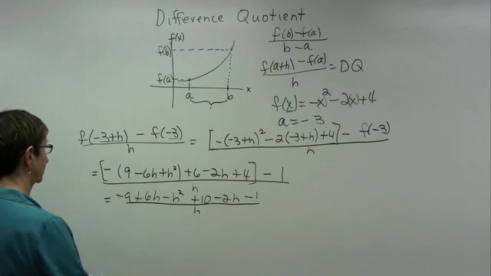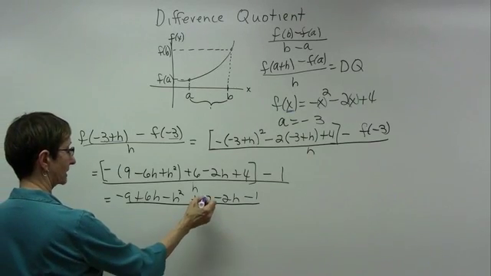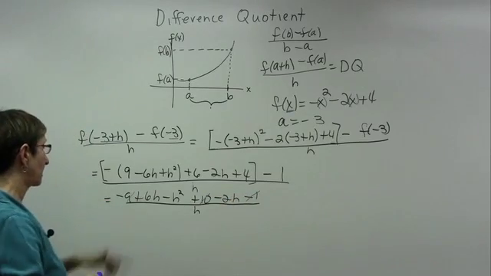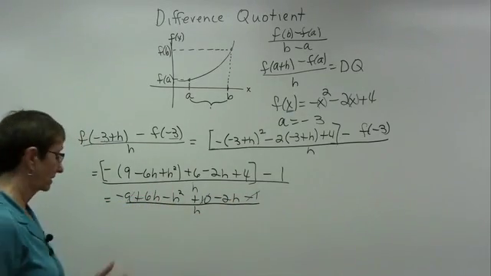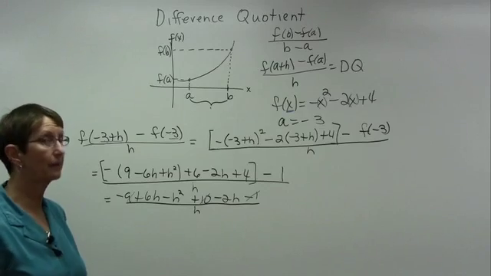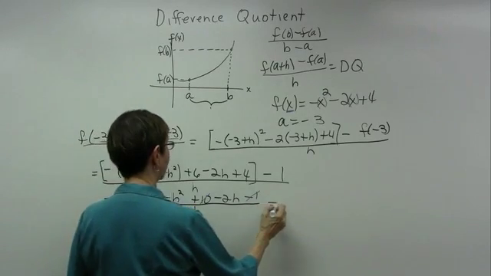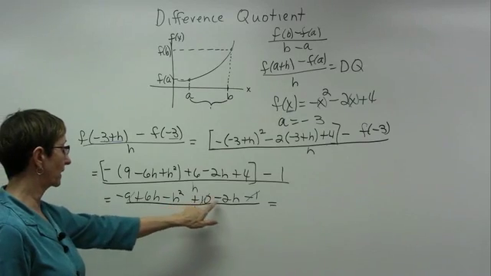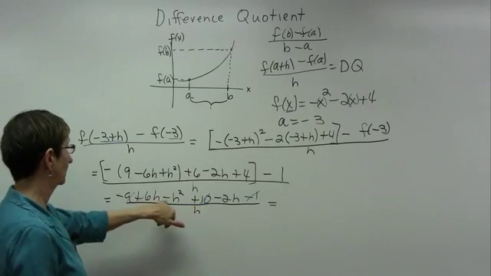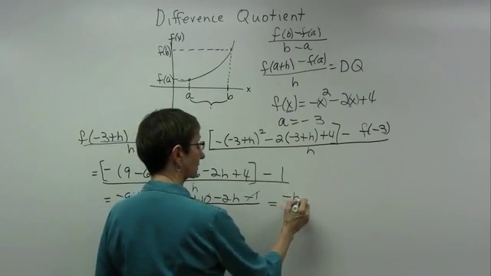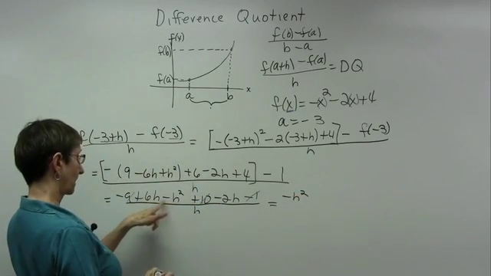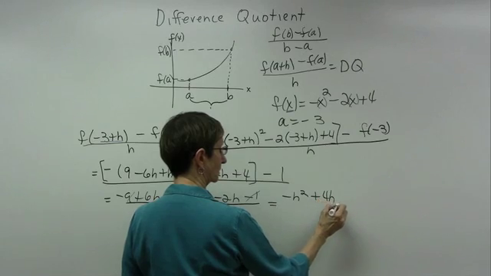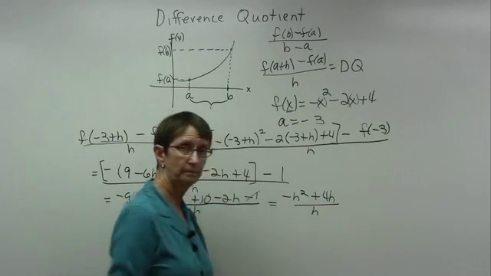Negative 9 plus 10 is 1, minus 1. My constants are gone. And that is supposed to happen. What's left is 6h minus h squared minus 2h. So I'll put the negative h squared, plus 6 minus 2 is a plus 4h, over h.